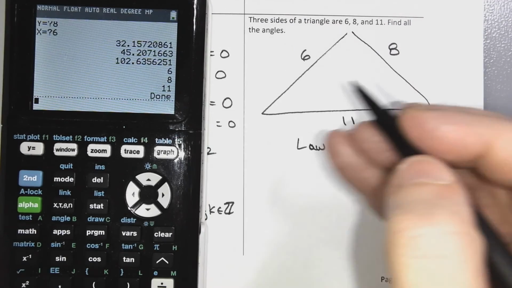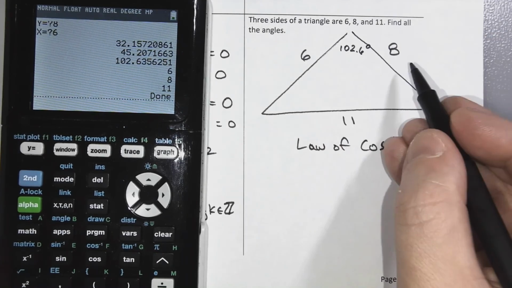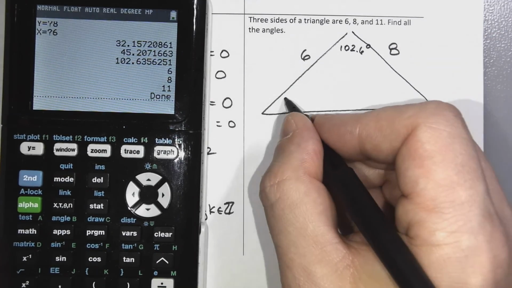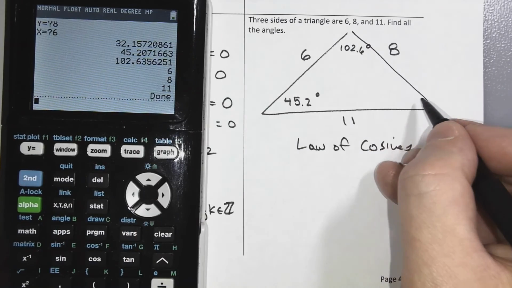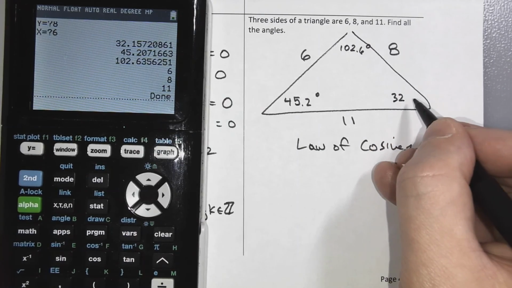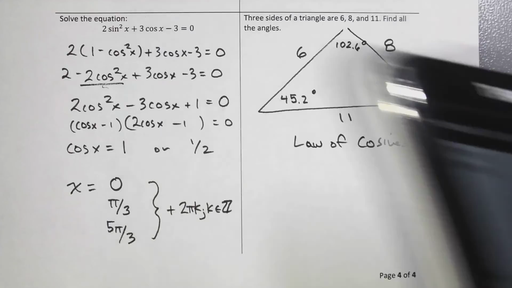And therefore the 11 is opposite 102.6 degrees. The 8 is opposite 45.2 degrees, and the other side is opposite 32.2 degrees. And so those are the answers to this page.